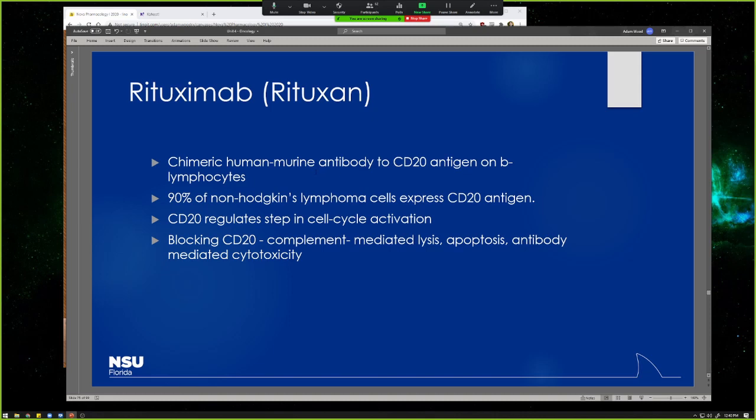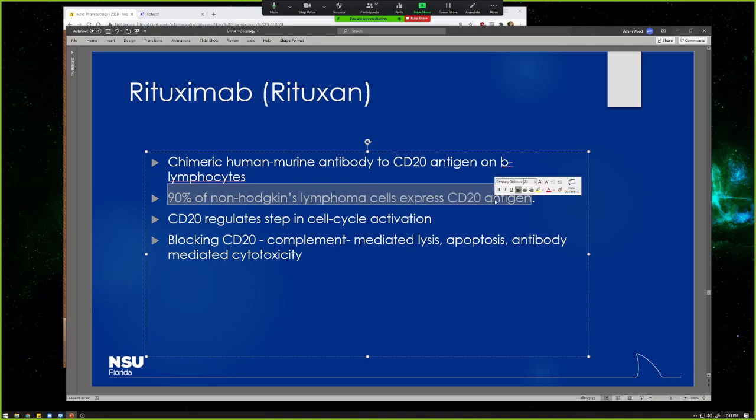But this is a specific antibody to the CD20 antigen on B lymphocytes. So as you might imagine, that would be useful for something like a lymphoma where they're expressing a lot of these B lymphocytes. And you can see here that 90% of non-Hodgkin's lymphoma actually expresses CD20 antigen. So this gets very specific for that particular type of cancer, whereas it may not be effective for a lot of other types, like other types of leukemia, for instance.